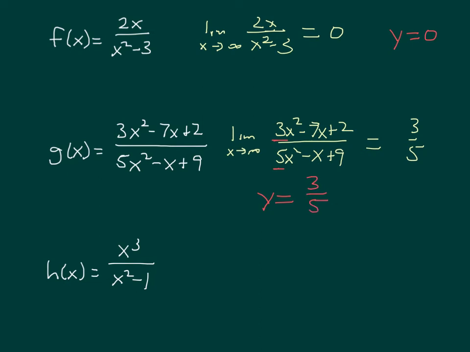In the third example, the degree of my numerator is 3, the denominator is 2. Since the numerator has a higher degree, the limit as x approaches infinity of h of x does not exist. And so therefore, there is no horizontal asymptote.